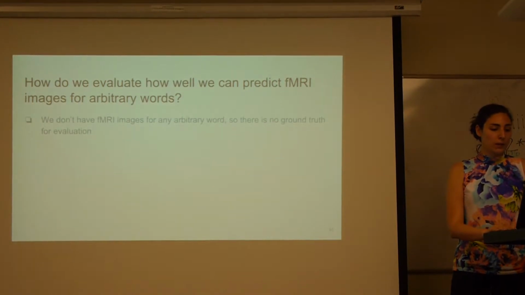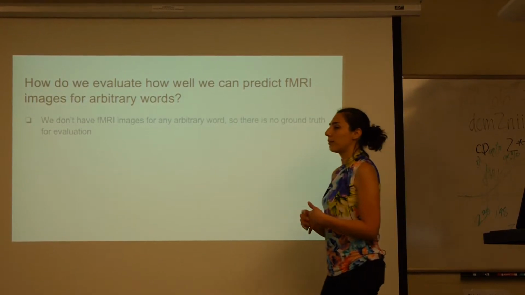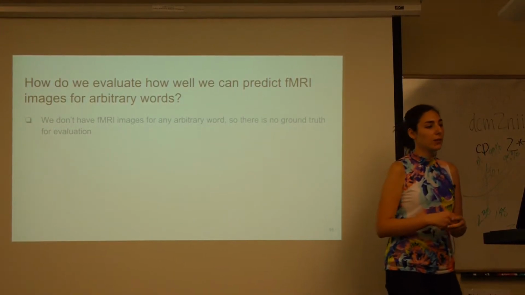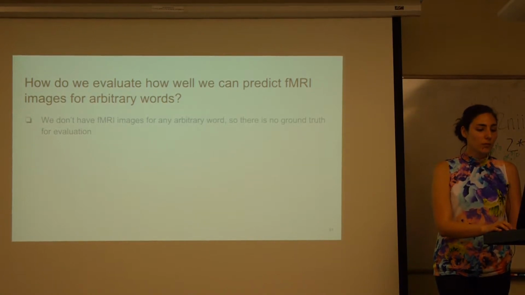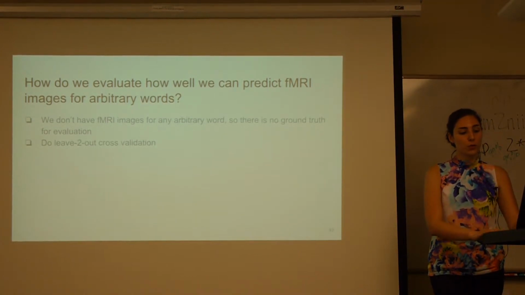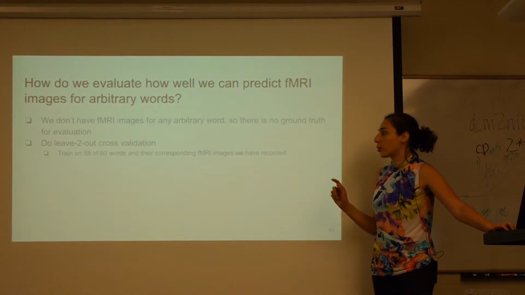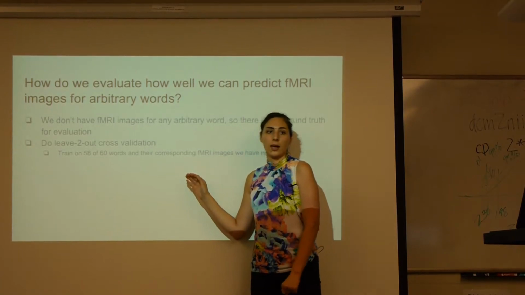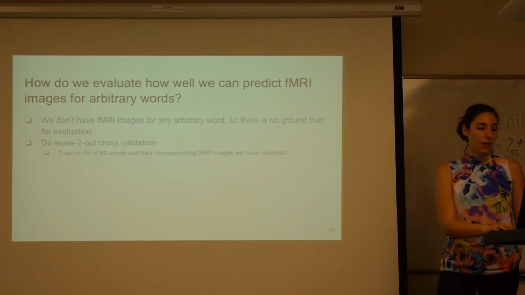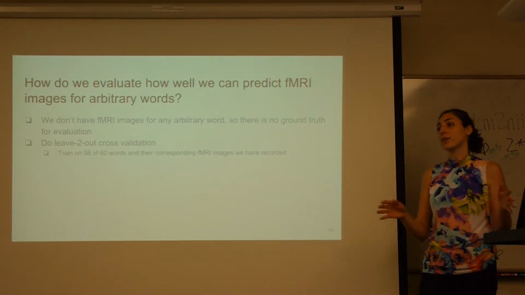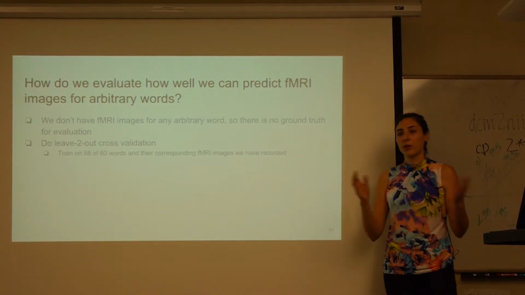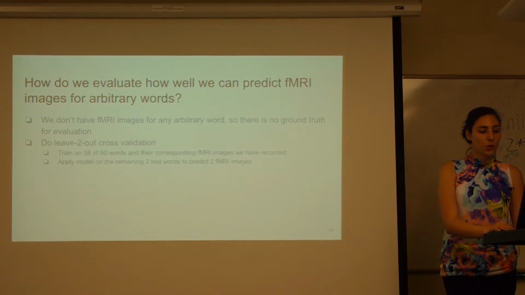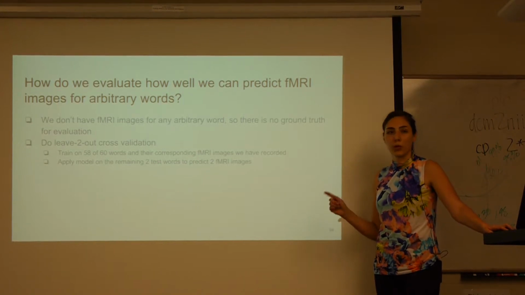Good questions. OK, so how do we evaluate this model? How do we know it does fine? Because we don't have the fMRI images that correspond to any arbitrary word, right? So there's no ground truth for evaluation. What we can do is leave-2-out cross-validation, where we train on only 58 of the 60 words and their corresponding fMRI images. So we leave 2 of the words out. The model has never seen these words before, as though these 2 are arbitrary words. We apply this model on the remaining 2 words and predict the corresponding fMRI images.